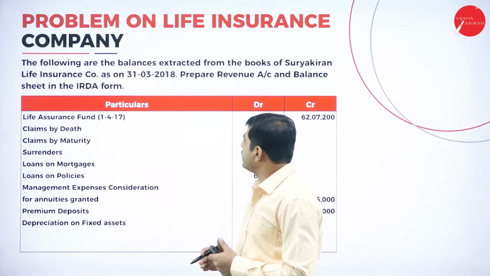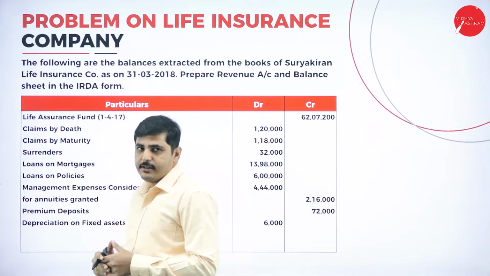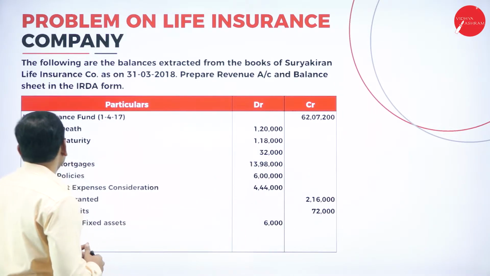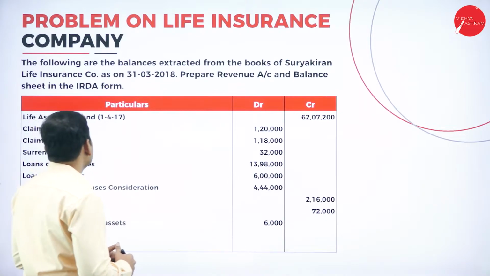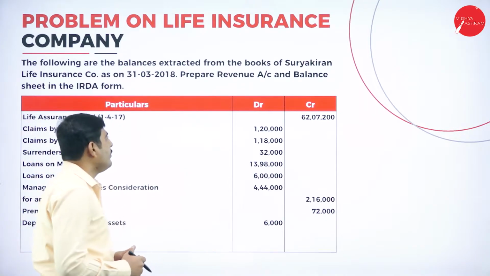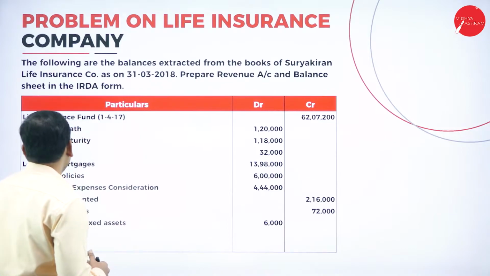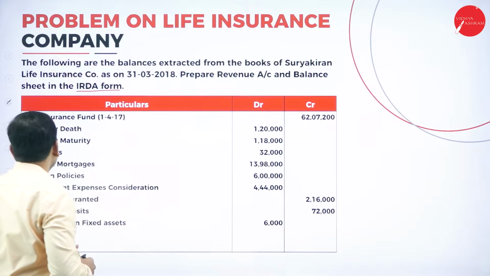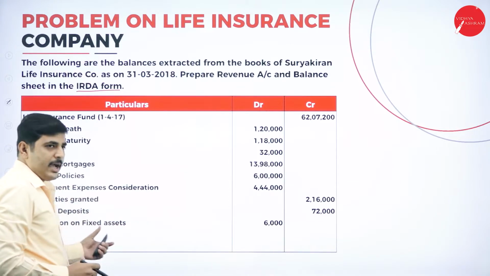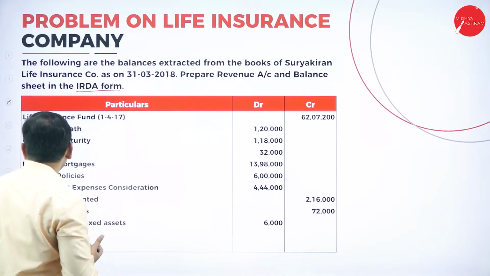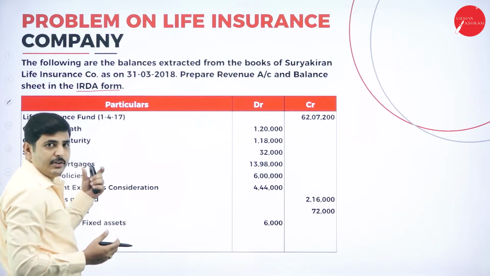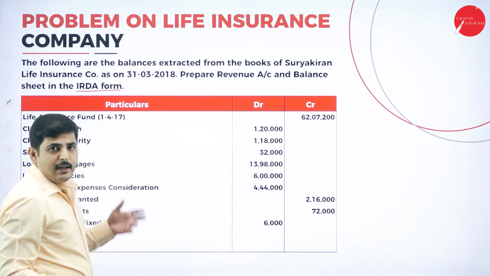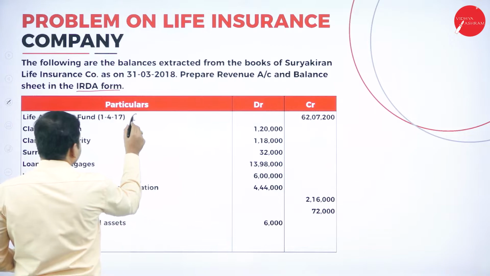Now, the following is the balance sheet extracted from the books of Surya Kiran Life Insurance Company as on 31st March 2018. Prepare the revenue account and balance sheet in the IRDA form. Next, this is the balance sheet. Let's look at the schedules where each item appears. So, life insurance fund, where will it appear? It is a reserve and surplus, schedule number 6.